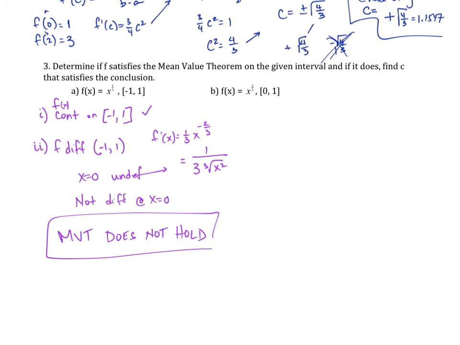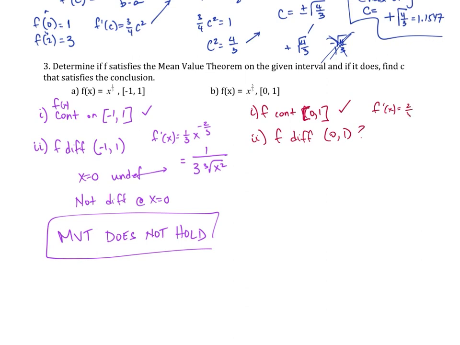All right, moving on to the last example. Let's see if MVT will work on this. Step 1, is f continuous on the closed interval 0 to 1? Can I plug in all values on the closed interval from 0 to 1? Yes, I can, so it's continuous. Step 2, is f differentiable on the open interval from 0 to 1? Let's take the derivative and see if it's tricky like that first one was.